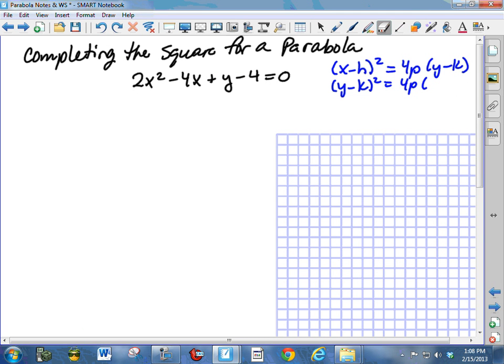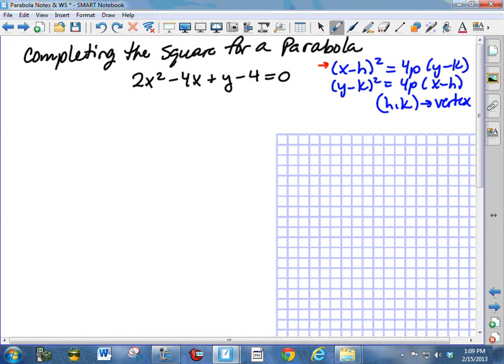x minus h, not y minus h. x minus h, where (h, k) is the vertex of the parabola. So we're going to take this equation that I have here, 2x squared minus 4x plus y minus 4 equals 0, and put it into one of those forms. And it would obviously be the first one, since the x squared is the squared term. And you notice that it's a parabola because we only have the one x squared.